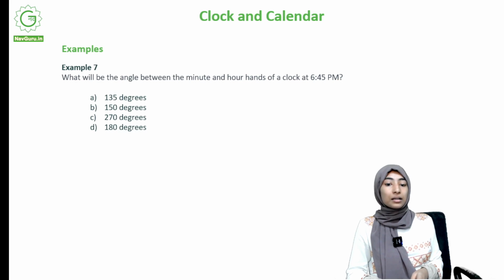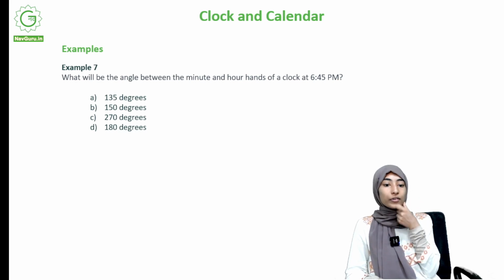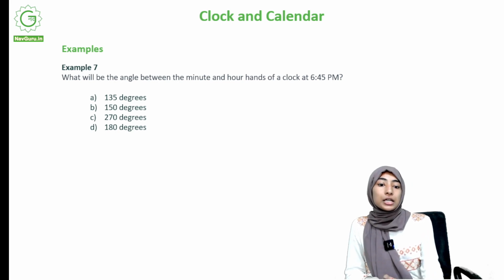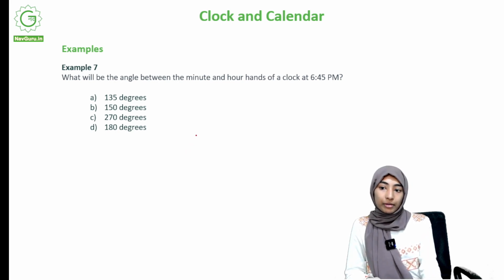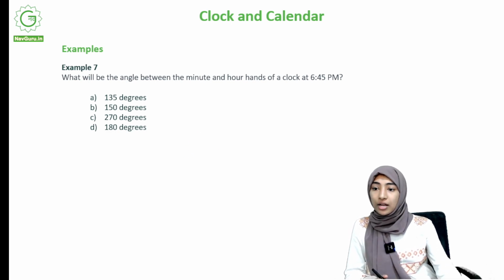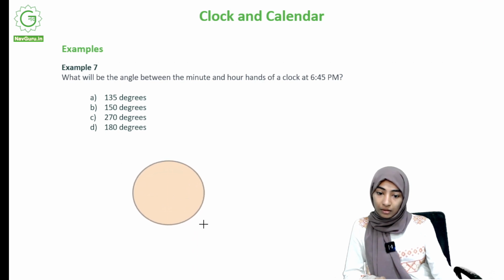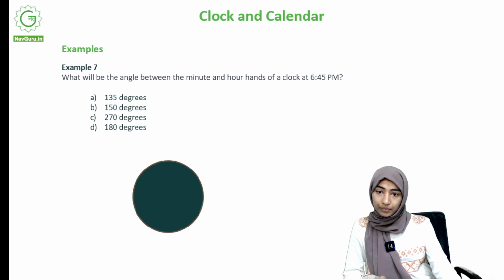What will be the angle between the minute and hour hands of a clock at 6:45 p.m.? Okay, let's try drawing 6:45 p.m. Let's try drawing a clock first. I am very bad at drawing. I'll just try if I can insert a circle, because I think that will be better than me trying to draw. Okay, hope this seems like a clock to you guys.